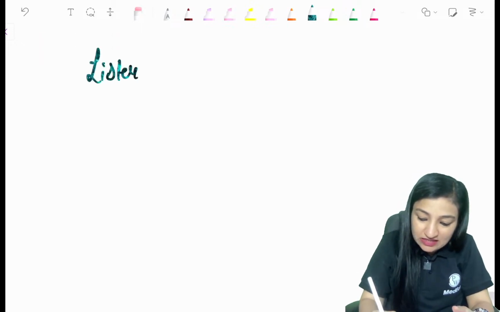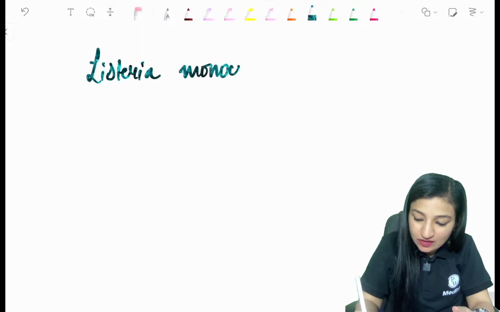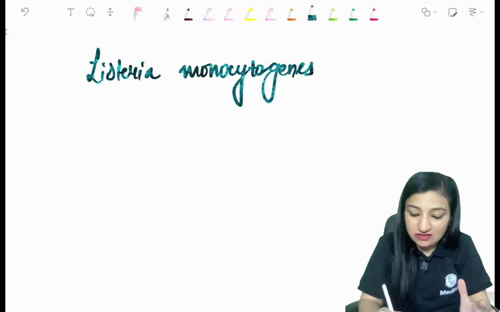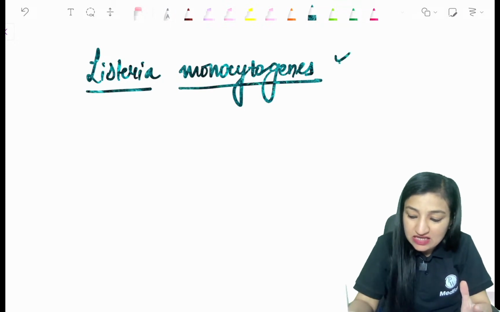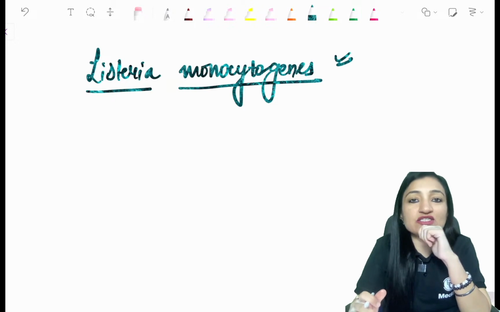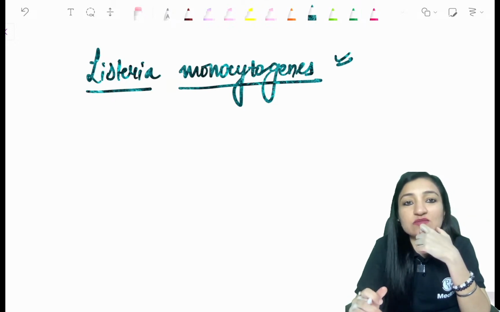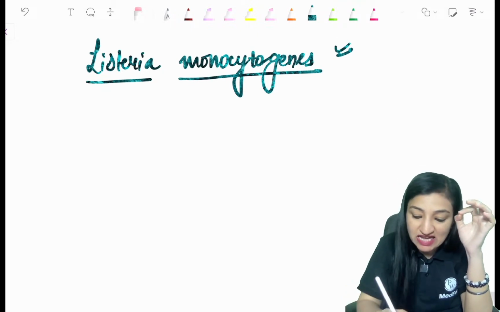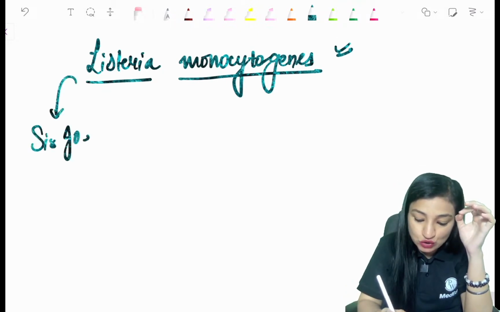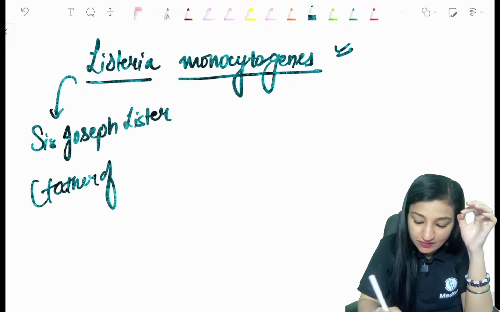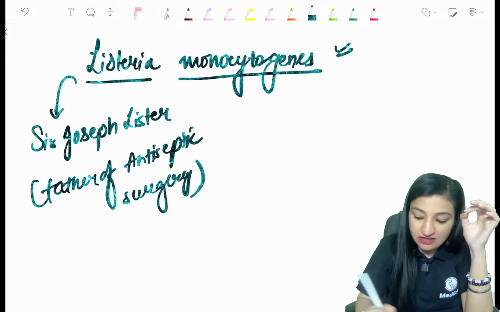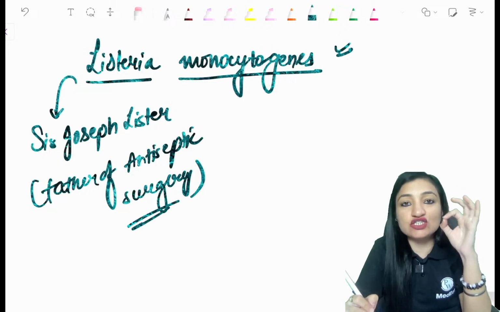All right. Listeria monocytogenes. Just like when we are born, our parents give us a nice name, similarly there's a basis behind the nomenclature of most microorganisms. In this case, Listeria monocytogenes has been named after Sir Joseph Lister, regarded as the father of antiseptic surgery. Hence the genesis of the word Listeria, the genus Listeria.